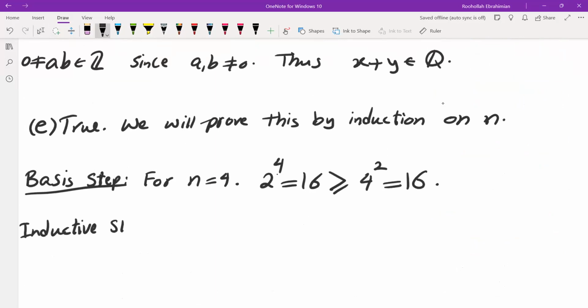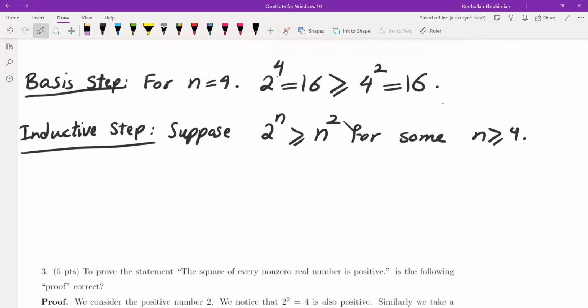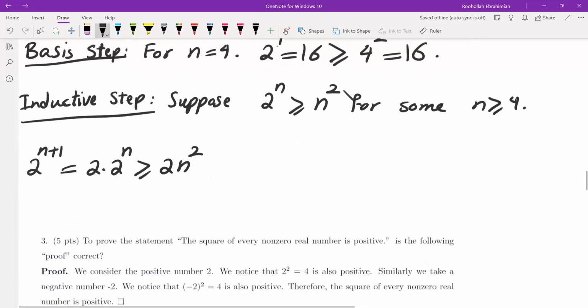Now inductive step. For the inductive step, what we need to do is assume it is true for n and then prove it for n plus 1. So suppose 2 to the n is greater than or equal to n squared for some n greater than or equal to 4. Now, if you multiply both sides by 2, we get 2 to the n plus 1, which is 2 times 2 to the n, greater than or equal to 2n squared. We would like to show that this is greater than or equal to n plus 1 squared.